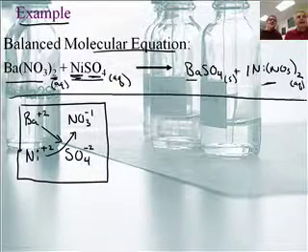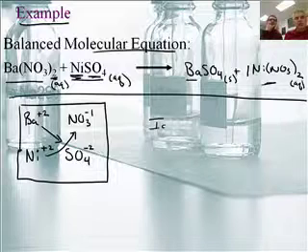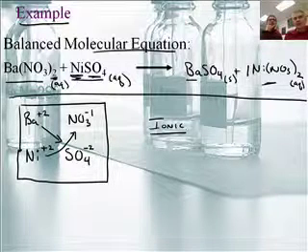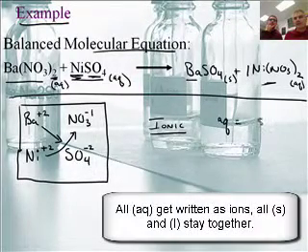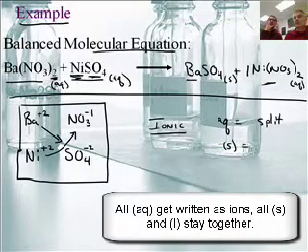Now, when I do the ionic reaction, you must write everything as an ion except solids. If it's AQ, then you split it up. And if it's a solid or a liquid, then you leave it together.